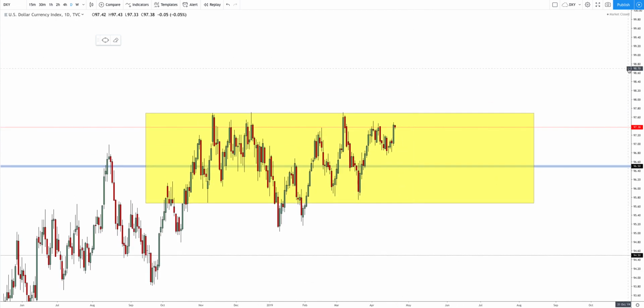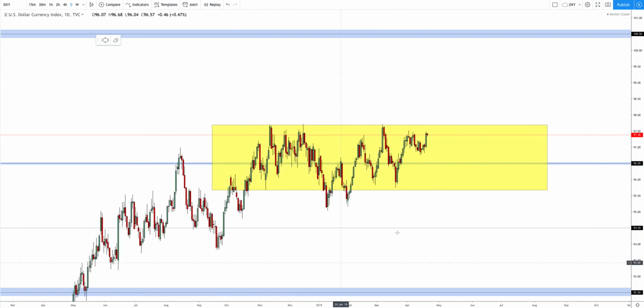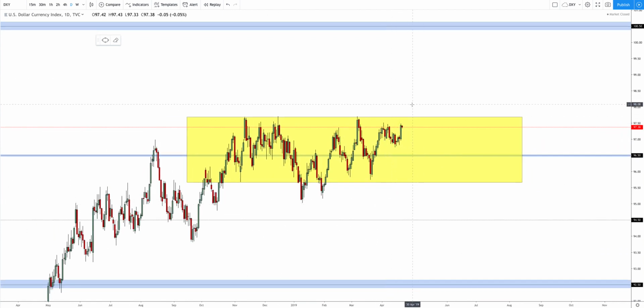Now, if we do blow through and break through this range and the US dollar gains strength, then there can be a lot of upside, especially after consolidating and being stuck in between the range for so long. If we manage to break out to the upside and actually stay above this range, not like what we've done here, where we've broken and then pulled back inside, then we could see the US dollar gaining quite a bit of strength and moving quite far up to the upside.